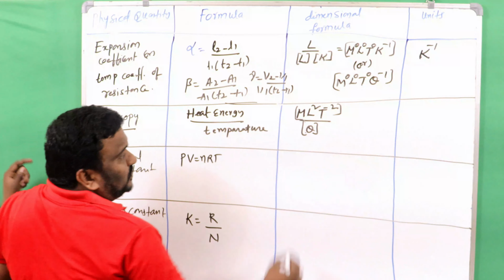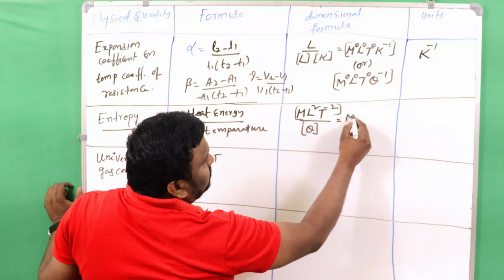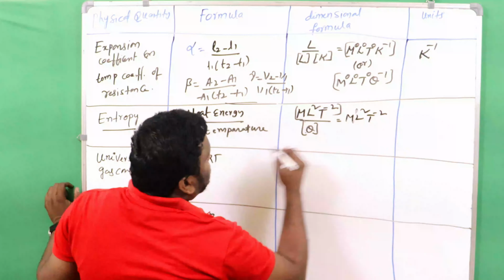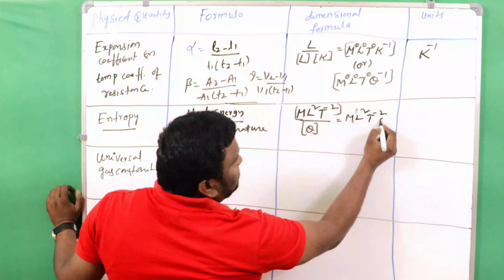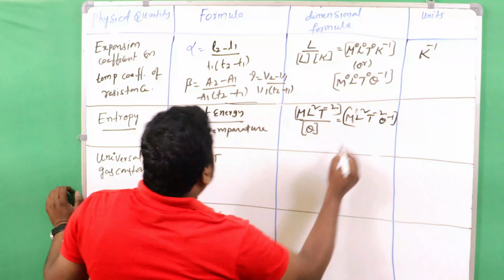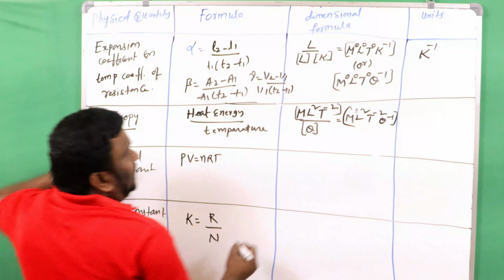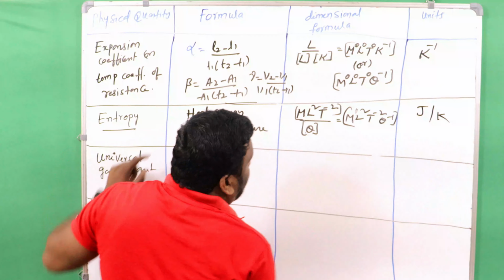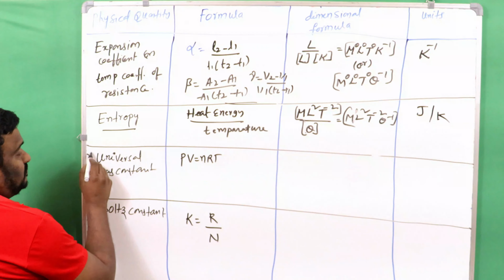As you wish. So then what do we get here? M L square T inverse 2, theta inverse. So this is the dimension formula of entropy. And now heat energy unit is joule and temperature is Kelvin, so the unit is joule per Kelvin. Now this is the important one.